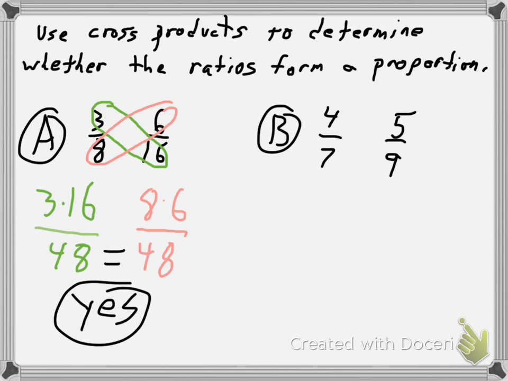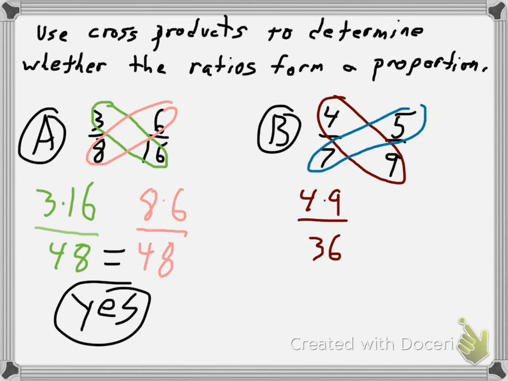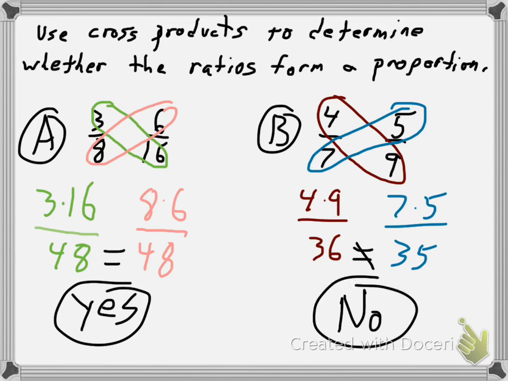Okay, let's do the same thing with 4 to 7 and 5 to 9. I'm going to multiply 4 times 9, which is 36. And now I'm going to do the same thing with 7 times 5. 7 times 5 is 35. So now I need to compare. Is 36 equal to 35? No, they're not equal. So no, these are not proportional. They do not form a proportion.